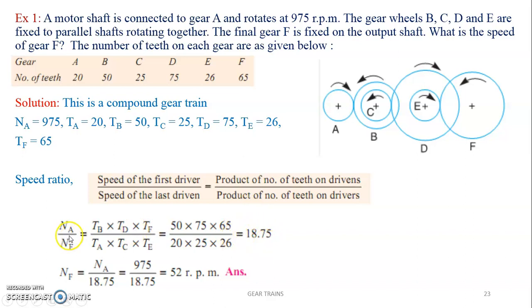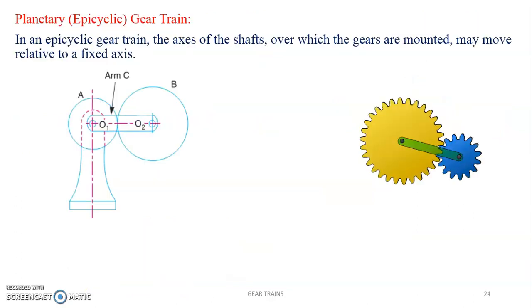Okay, so NA by NF, that is the first gear to the last gear speed ratio, is given by the product of the number of teeth on the driven gears divided by the product of the number of teeth on the drivers. So you're going to get 18.5. And then you're supposed to find the speed of gear F. So the speed of gear A is given, and I can easily calculate the speed of F, which comes to 52 revolutions per minute. Okay, so it's a very simple problem.